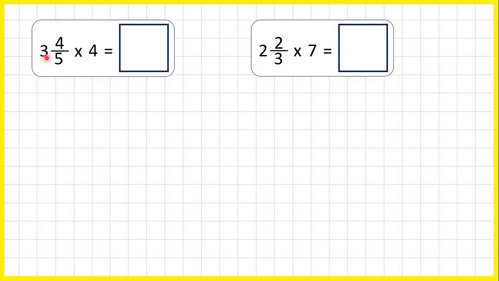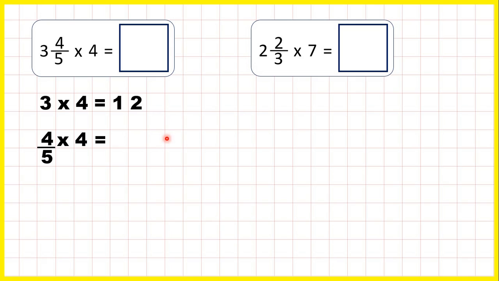So now we're multiplying a mixed number by a whole number, and the way I like to do this is to use partitioning. So for this first question, 3 4/5 times 4, what we can do is multiply 3 by 4, then multiply 4/5 by 4, then add up our answers. So 3 times 4 is 12, and now we just need to work out 4/5 times 4 and then add up our answers.